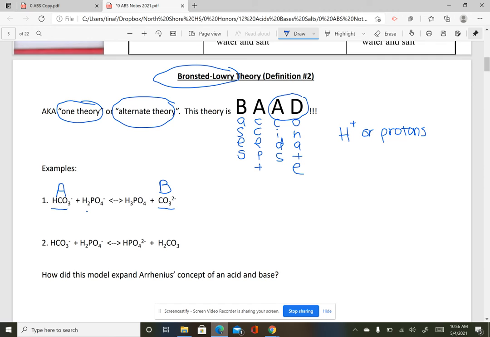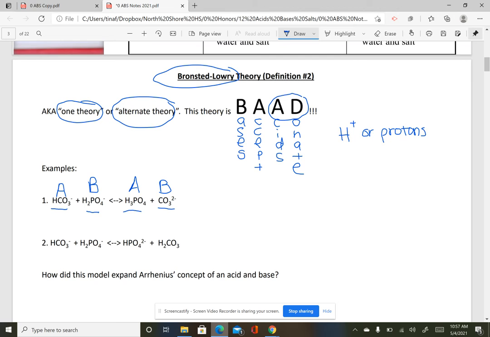My next two things also have elements in common. They both have H, P, and O in them. Which one has more H's? This one. So that must be my acid. It's going to be able to donate, meaning the other thing is my base.